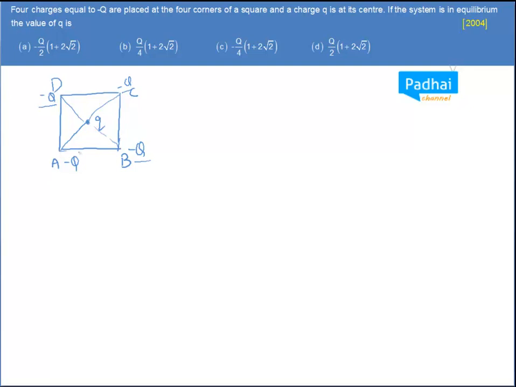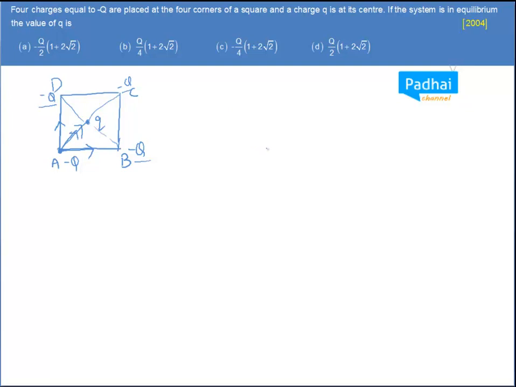So if we have to see the equilibrium, we have to see the net electric field or the net force on any one of the charges on the corner of the square, right? For example A: the net electric field on A should be zero for it to remain in equilibrium. So let us see what kind of electric field it will generate. Due to minus q charge, the electric field will be in this direction. Due to D, it will be in this direction. Due to minus q, it will be in this direction, and due to small q, it will also be in this direction, right?